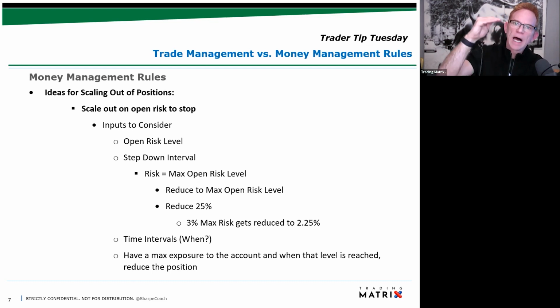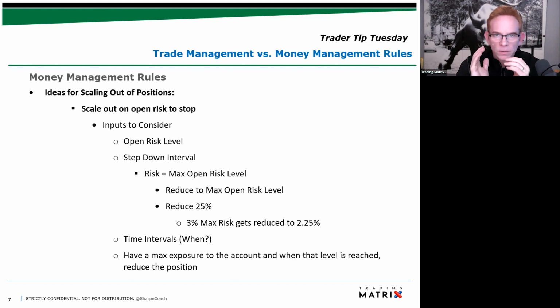This will have us selling higher and higher and higher. And the great thing about money management rules is we tend to sell high and buy low just by the nature of the rules. So when the market eventually rolls over, you'll have been selling on the way up and capturing gains. So we have to decide what is a step down interval. In this case, we're using reducing by 25%. And we have to decide what is the time interval. When are we going to do this?